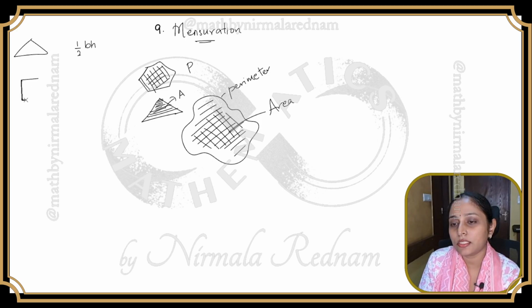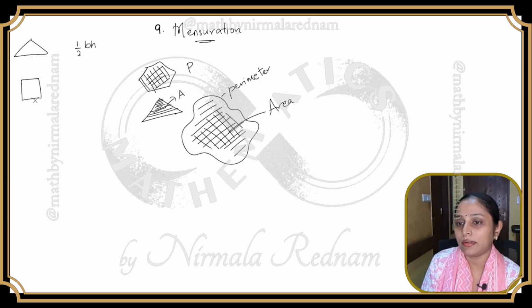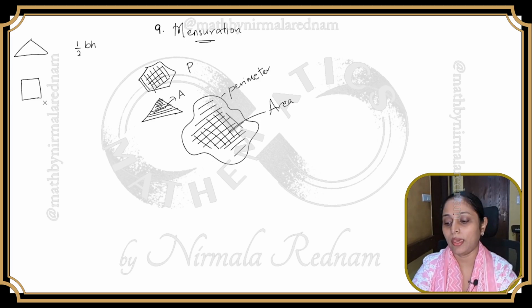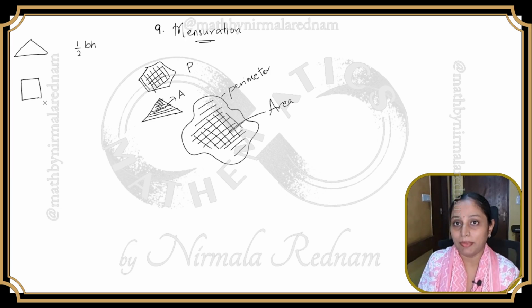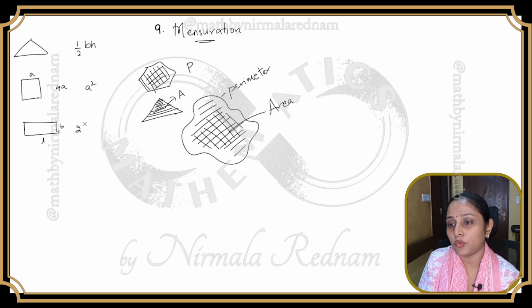Now, if you look at the square, in quadrilaterals, you know the formula for a square, rectangle, parallelogram, as well as a trapezium. So let's start with the square because it's very easy. The perimeter is 4a, 4 times the side, and area is a square, right? If you look at a rectangle, I have length and breadth. Perimeter is going to be 2 times that sum, and area is going to be length into breadth, right?